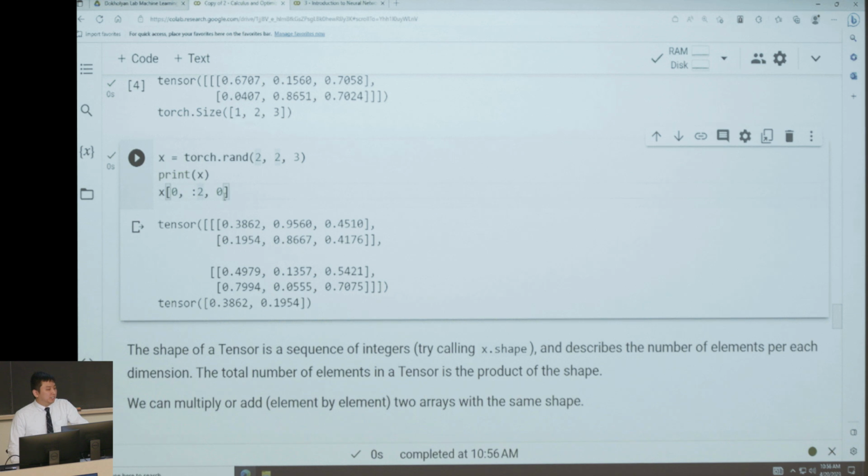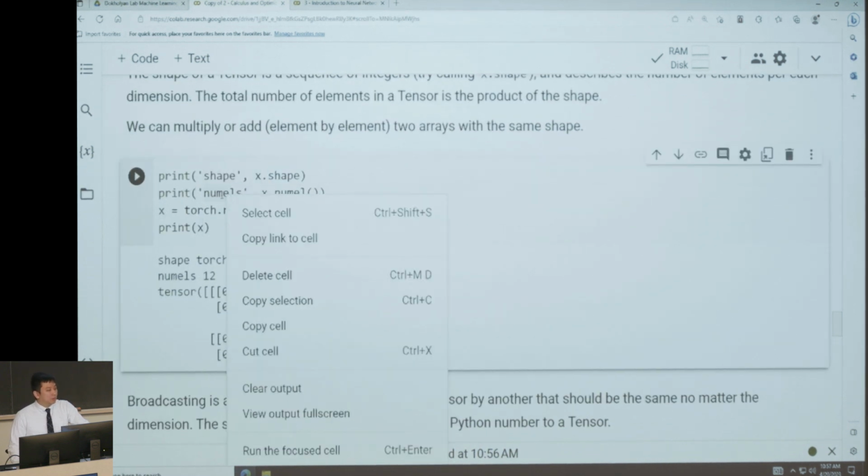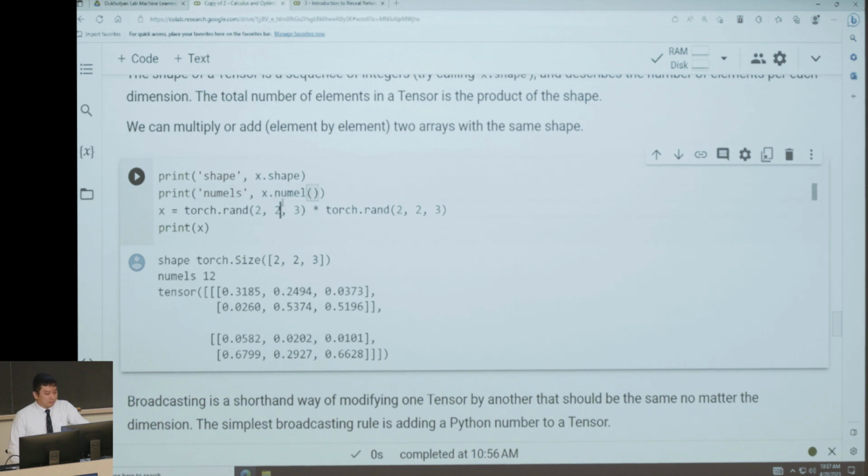If you index differently, you see I've indexed the 0th index of the first dimension and the third dimension. And we're saying, let's get the first 2 dimensions of the second dimension. So that returns this number and this number. OK, so we've looked at shape. There's number of elements as well. And you can see we can use this multiplication sign operator. This is element-wise multiplication. It's not matrix multiplication.